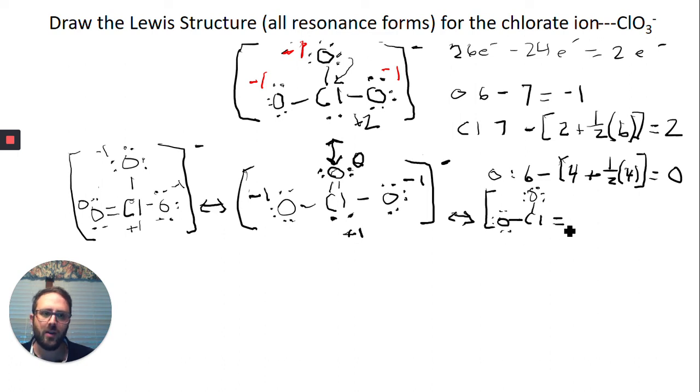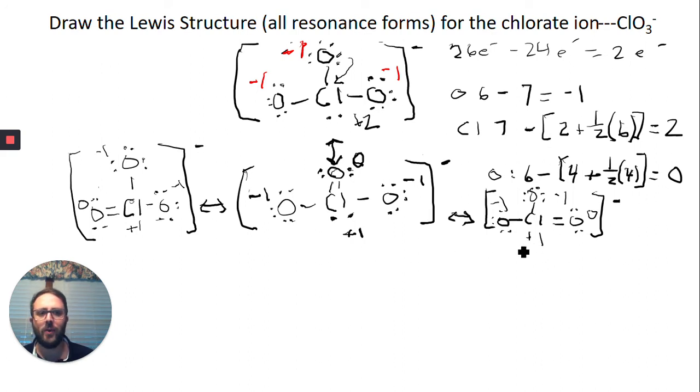And this is where the double bond could have gone. Okay? Still need my brackets. So this would still be a positive 1. This would be a 0 formal charge. This would be a negative 1. This would be a negative 1.